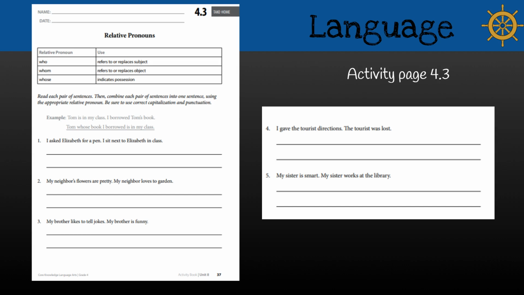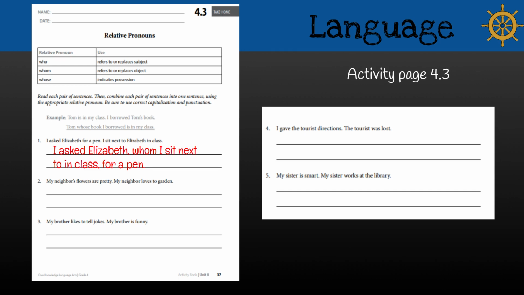All right, now let's take a look at how I combine the sentences and make sure that yours look the same. I asked Elizabeth for a pen. I sit next to Elizabeth in class. I combine the sentences to say, I asked Elizabeth whom I sit next to in class for a pen. In this sentence, Elizabeth is an object. I am the subject in the sentence, so I use whom to replace Elizabeth.